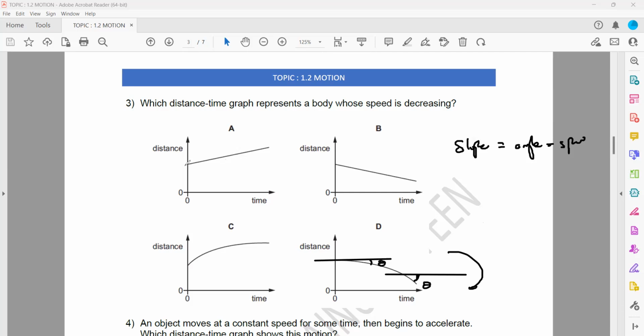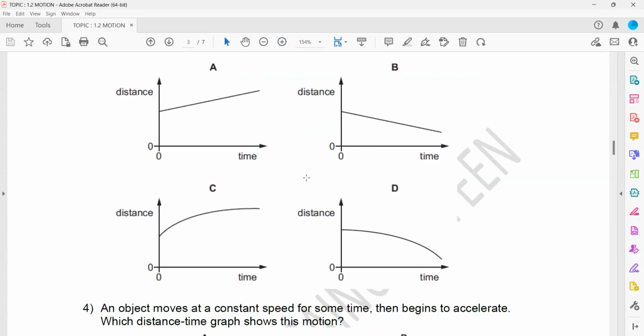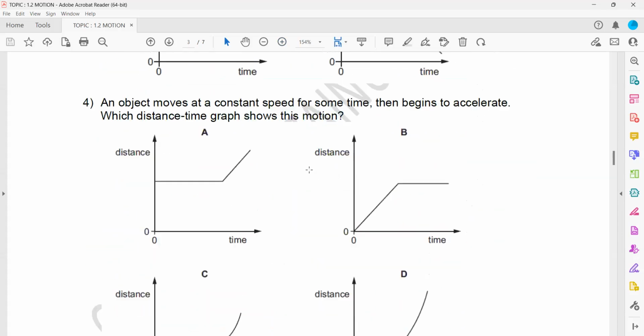Here the angle was constant, all the points had the same angle, that's why the speed was constant. Here also the angle is the same, speed is constant. Here the angle is increasing, so speed is increasing. But for C, the angle with the horizontal line, the x-axis, is decreasing. That's why the speed is decreasing. So remember, in a distance-time graph, the slope represents the speed of an object.